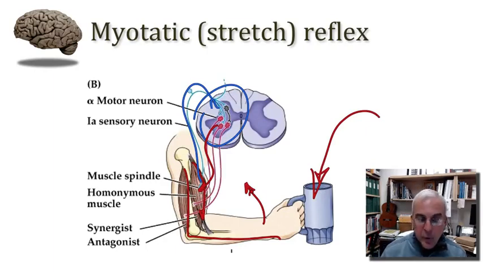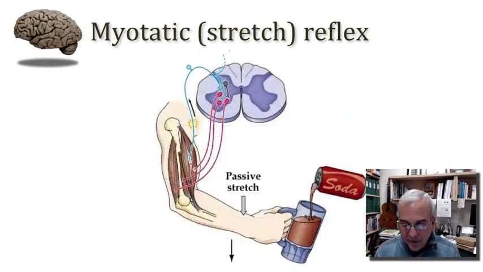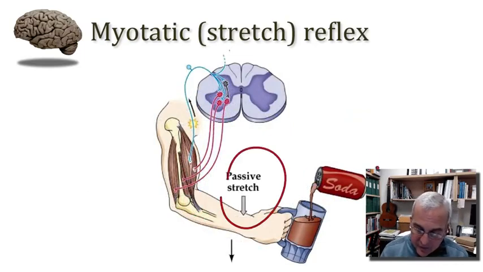And all of this is going to require the activation of synergistic muscles, and it's going to require the disynaptic inhibition of output to our antagonistic muscles, in this case our triceps. So let's see how this works. So now we are adding a passive stretch, which is due to the increased load that's being placed here on the distal part of the extremity.